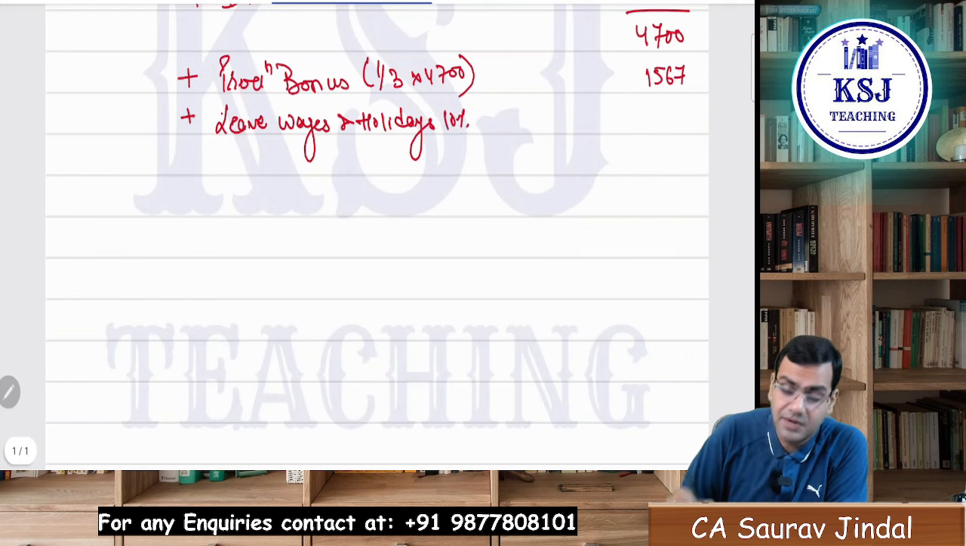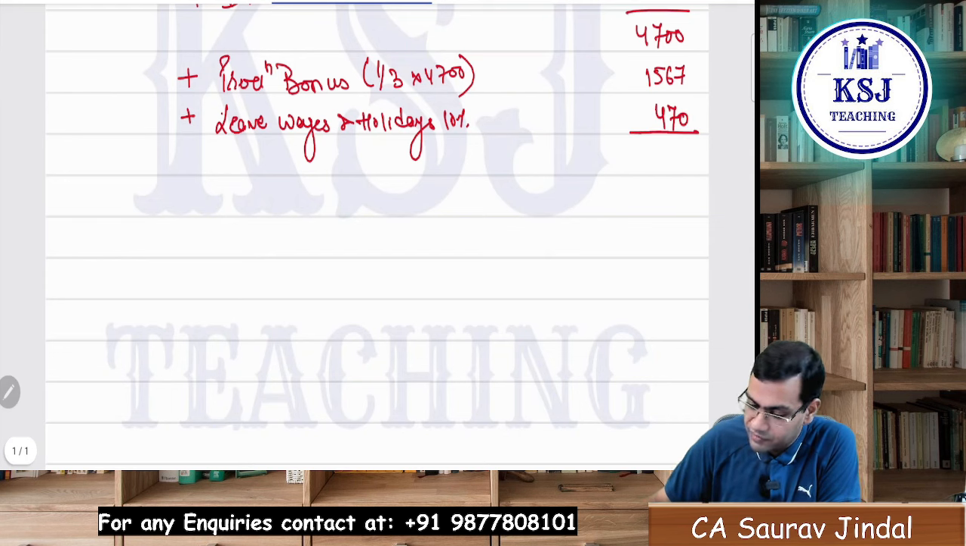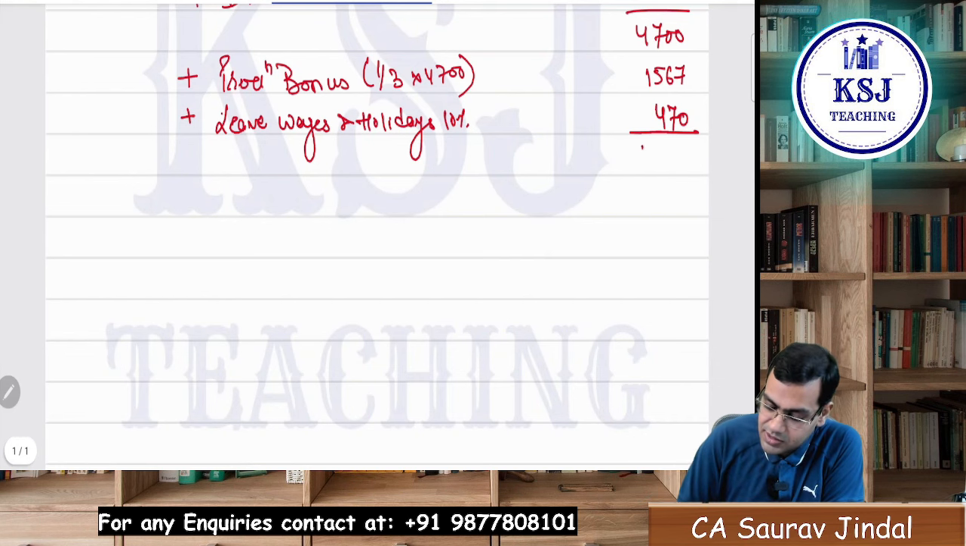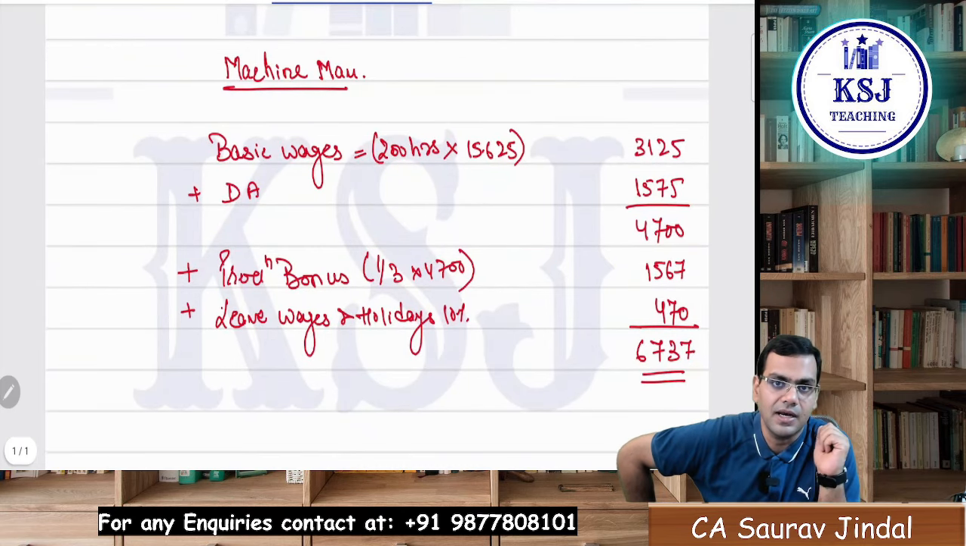10% of what? 10% of 4700, that is basic plus DA, 470. So this is the total payment: 4700 plus 1567 plus 470, 6737. It is the total payment, or the total cost that you will be paying to the machine man.